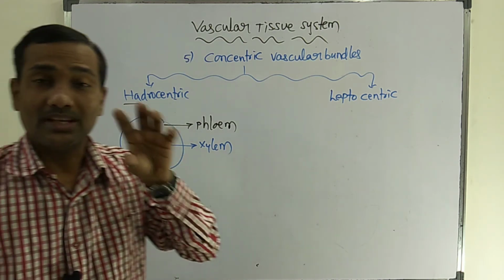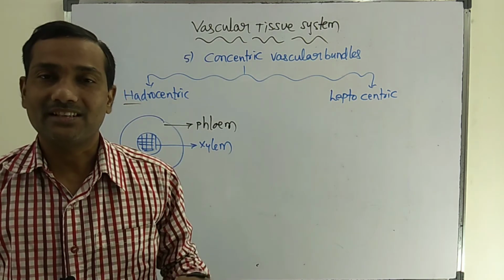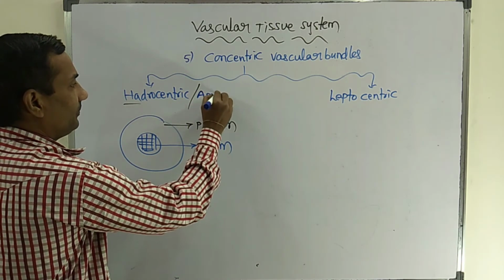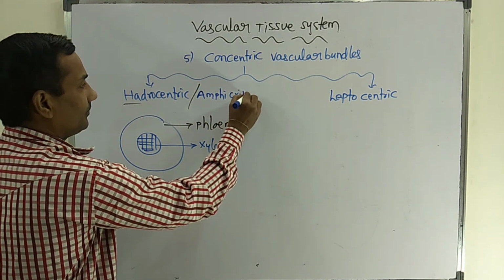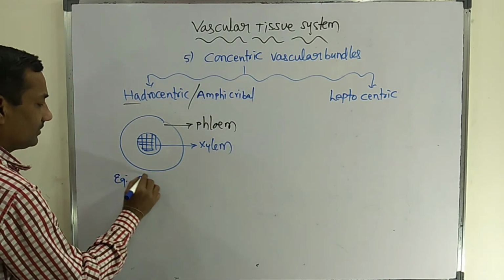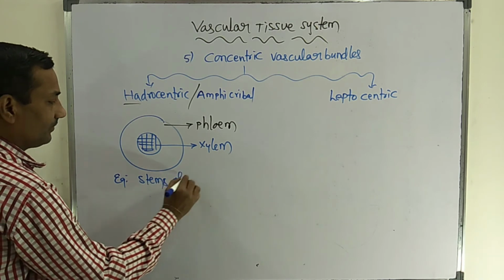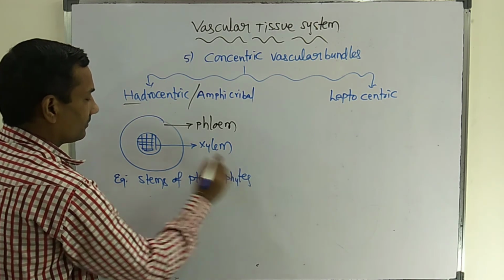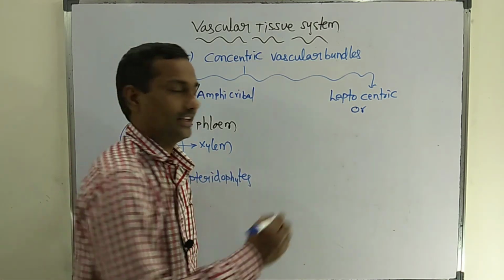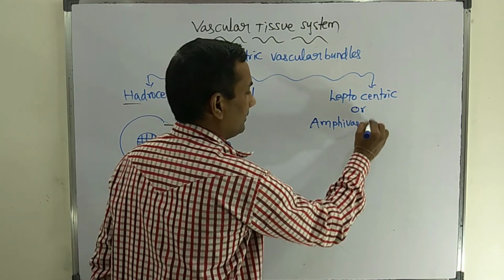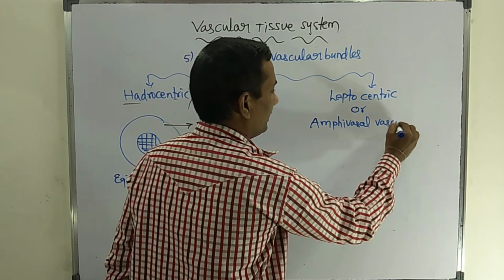center. So that's why these are known as concentric vascular bundles. These are also known as amphicribal vascular bundle. This type of vascular bundle you can observe in stems of pteridophytes. Leptocentric vascular bundle is otherwise known as amphivasal vascular bundle.